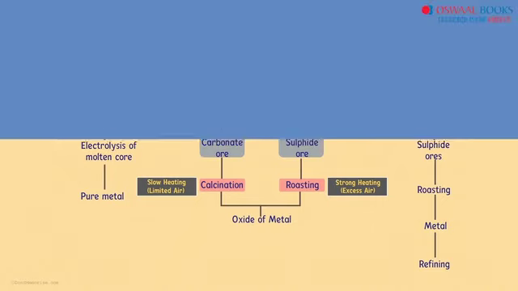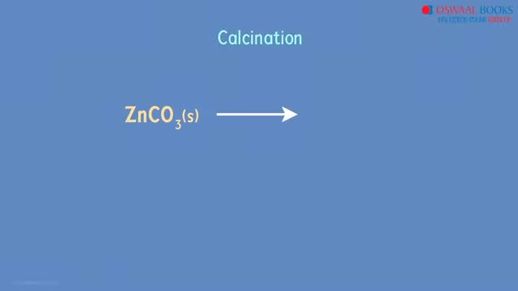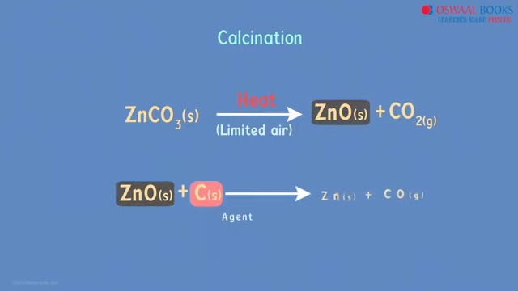Let's understand calcination of zinc carbonate. It is heated in limited air to give an oxide of zinc, and the oxide is then reduced to its metal form by using reducing agents such as carbon.